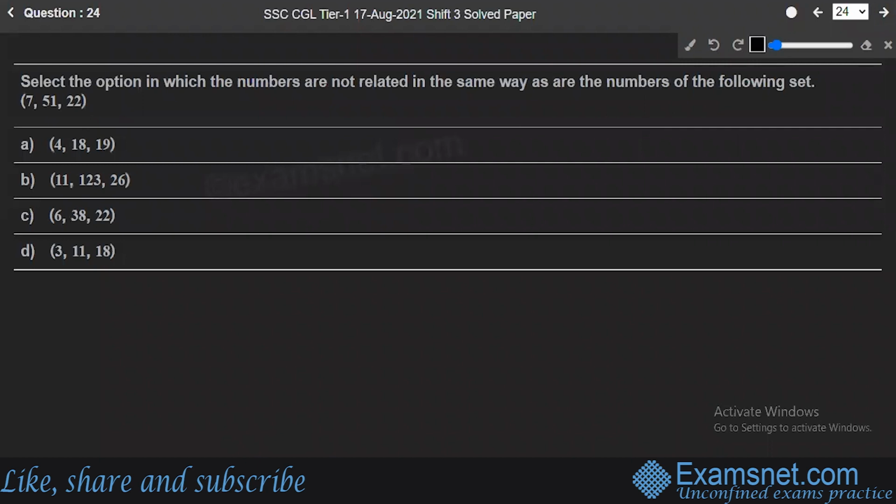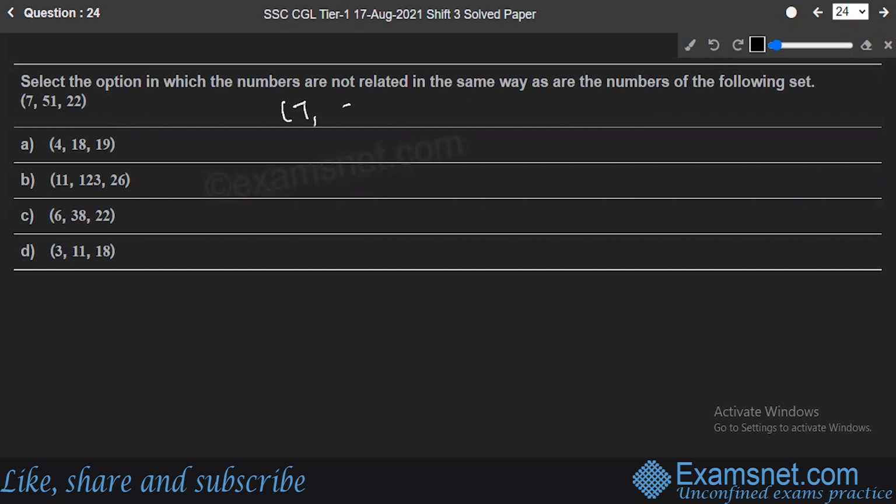This question says select the option in which the numbers are not related in the same way as the numbers in the following set. So you have to closely observe this set and you have to see which of these options is not following the same logic as this part in the given question is following. Okay. So let's read the first one.